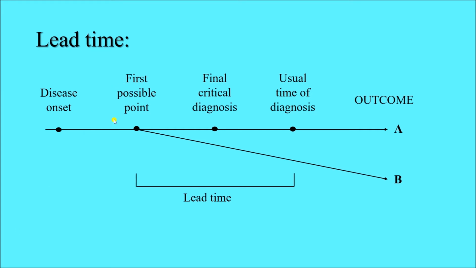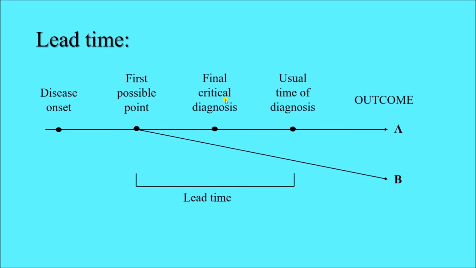So this is the first possible point. That means at this point the disease can be diagnosed for the first time. Before this point there is no way we could diagnose the disease. After this we have the final critical diagnosis.